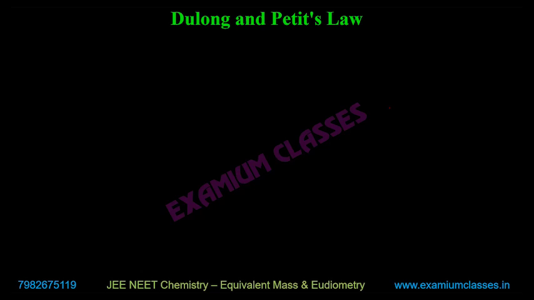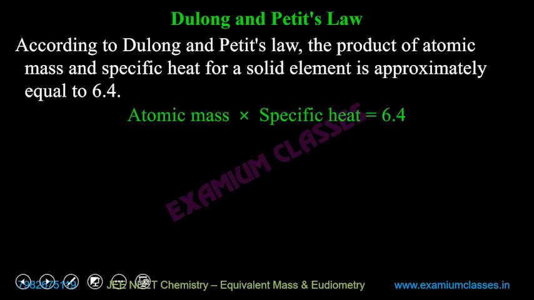Next concept: we will be using molecular mass and equivalent mass, and sometimes it is not given directly. In that case, we use the Dulong and Petit law, which says atomic mass into specific heat is equal to 6.4. Sometimes you will have to calculate the exact atomic mass by using this equation. So write it down. Atomic mass into specific heat is equal to 6.4.